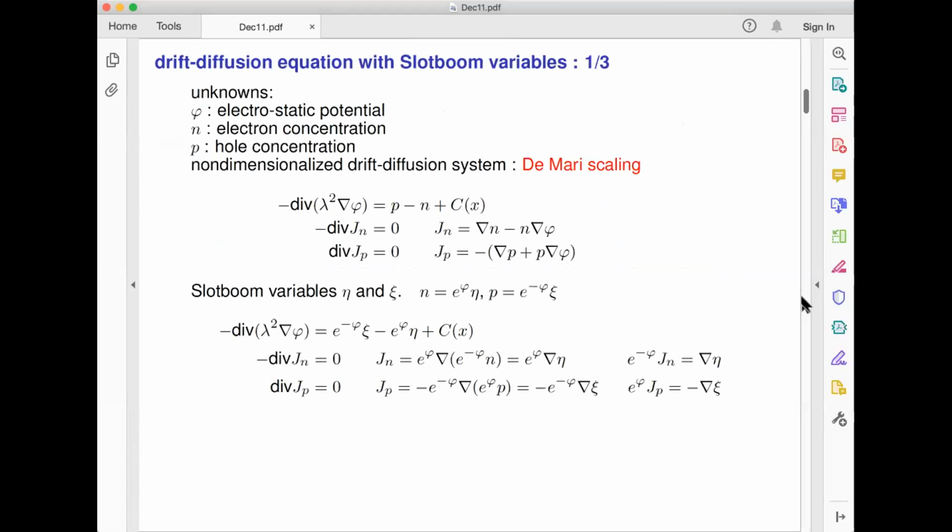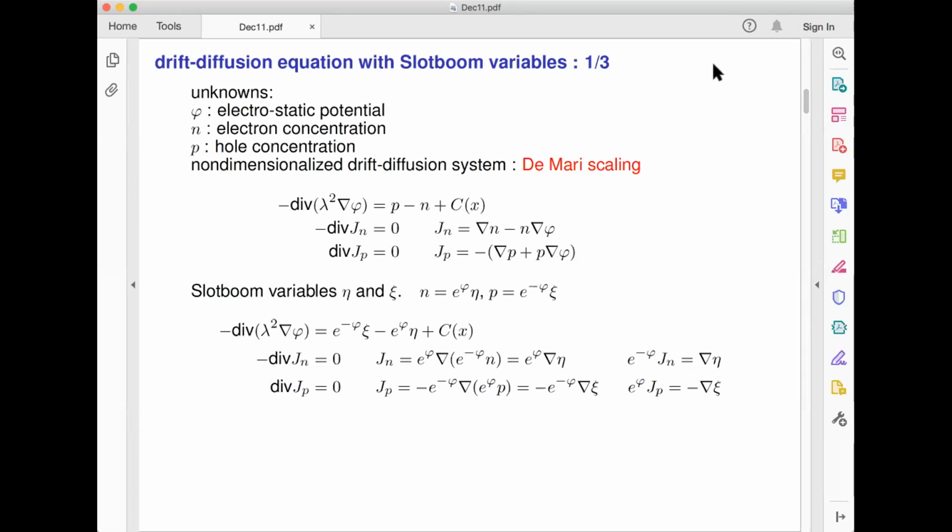First, I would like to start with the physical system of the semiconductor problem. Three unknowns. One is the electrostatic potential. Next one is the electron concentration. The third one is the hole concentration. There are three equations. All unknowns are scaled by Demari scaling, and then they are dimensionless. So we need to solve the three equations.